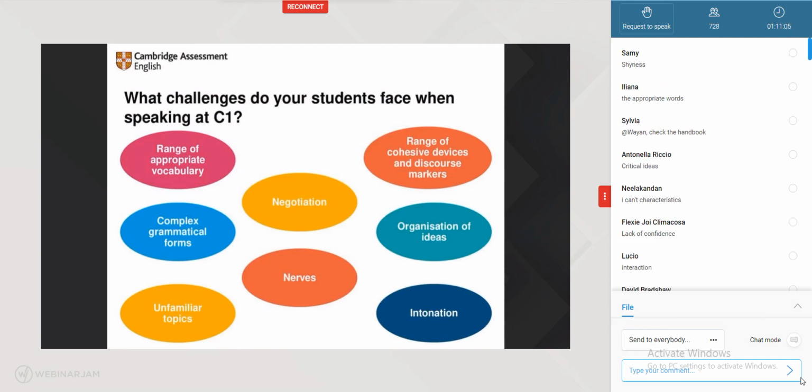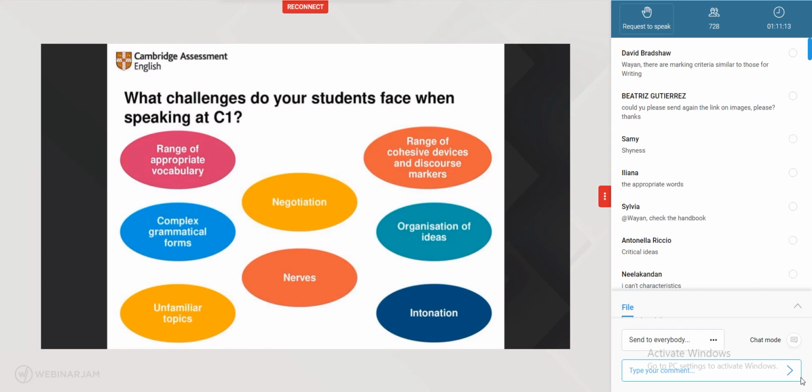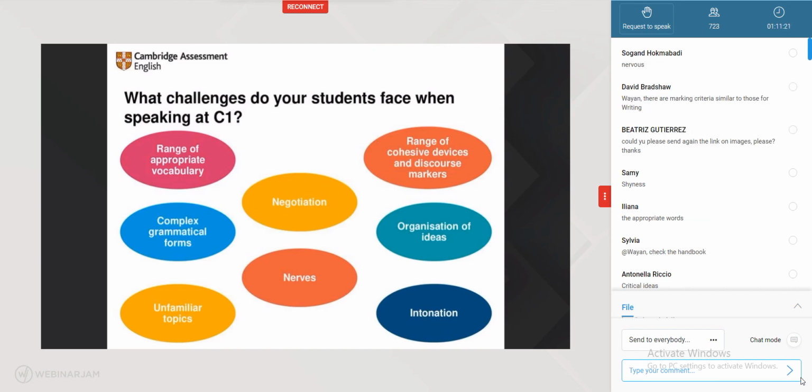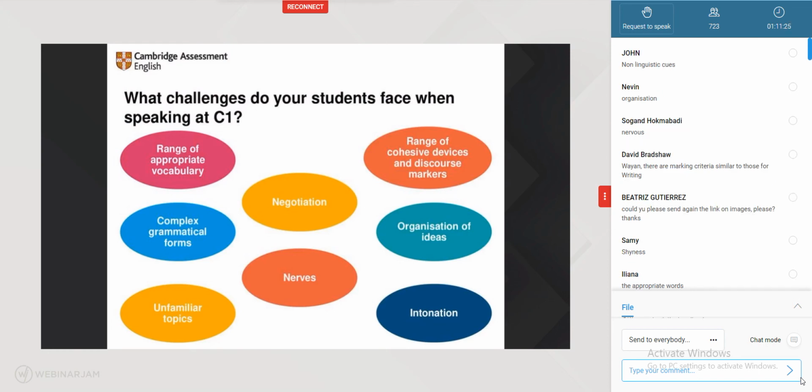I think that here plays a very important part. Yeah, it does, and becomes much more apparent in the pronunciation descriptors. Yeah, and nerves are always tricky. Unfamiliar topics, being able to carry on talking, I think, is important in an exam. But again, you want to carry on talking correctly and at level.